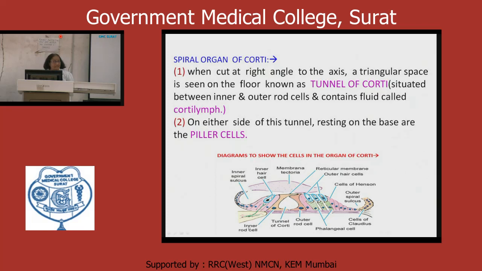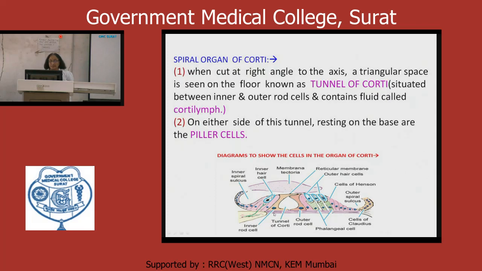You can see the inner rod cells in the inner part and outer rod cells on the outer part. So the tunnel of Corti is situated between the inner rod cells and outer rod cells, and contains the fluid called the Corti lymph. Now on either side of the tunnel of Corti, resting on the base, are the pillar cells. These are the pillar cells, right?